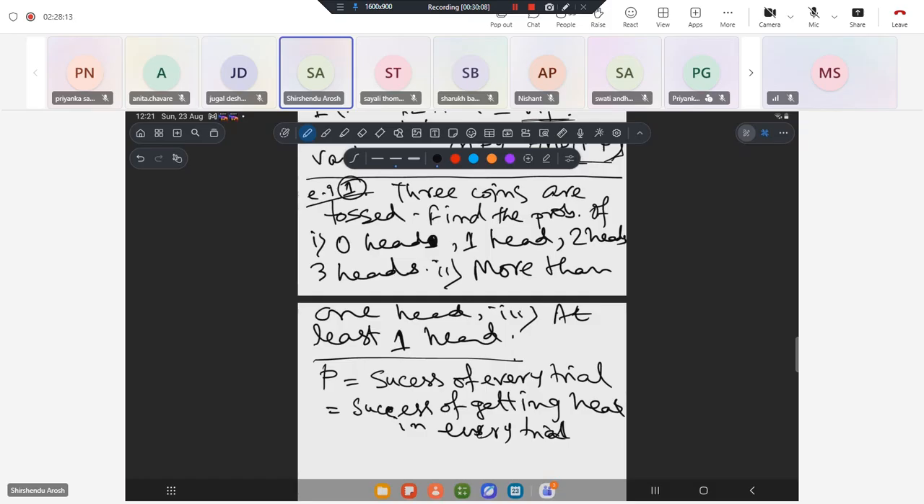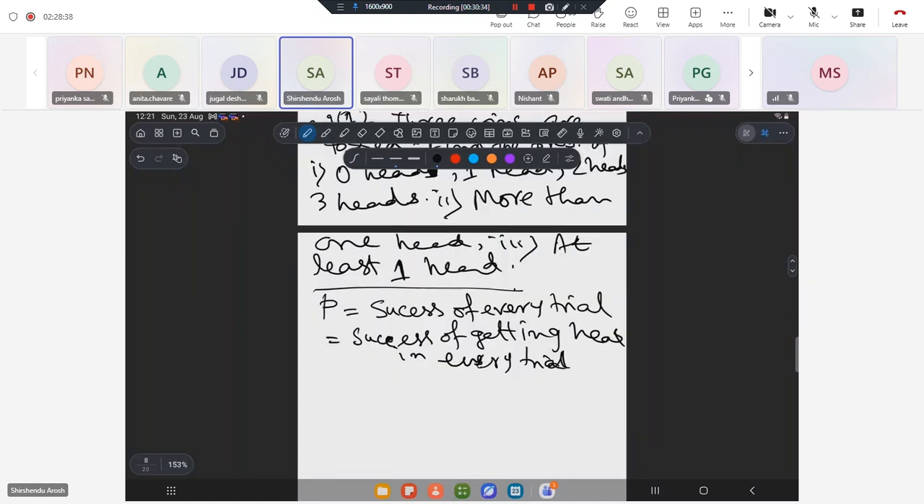Second, the probability of getting a head won't change because, as I told you, the success probability should be constant all over. That is happening here. And third, getting a head on the first toss does not depend on getting a head or a tail on the second toss. So it is an independent event, and it follows the conditions. That means it can be modeled as a binomial distribution.